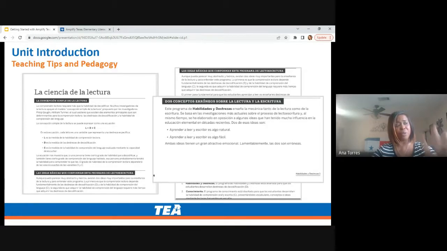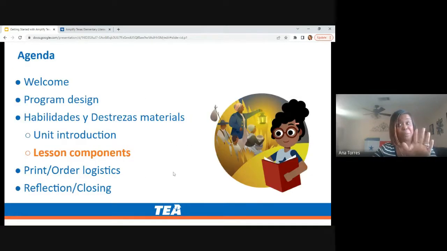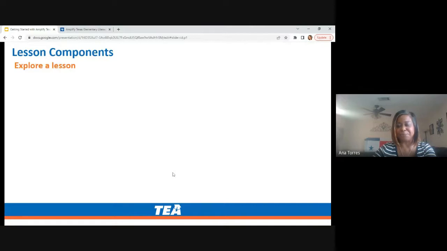So now that we've gone over this, you'll be able to identify what is in a unit. Now let's move into looking at a lesson and explore its contents. You should be experts at this because we have been reviewing lesson components and lesson segments throughout the session. So you should be experts in this area by now. Let's explore a lesson.